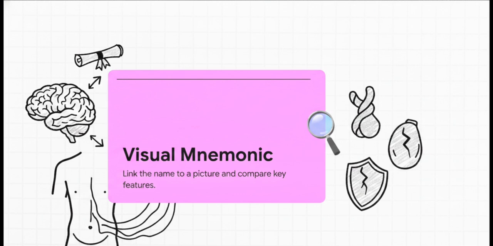It's brilliant. By linking a clinical name to a highly visual and, sometimes, a slightly bizarre mental picture, you actually bypass the rote memorization part of your brain. You tap straight into instant recall. Today, we're focusing this technique on 3 distinct testicular conditions.